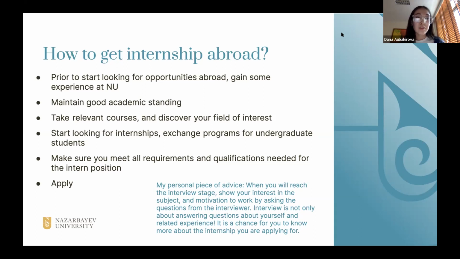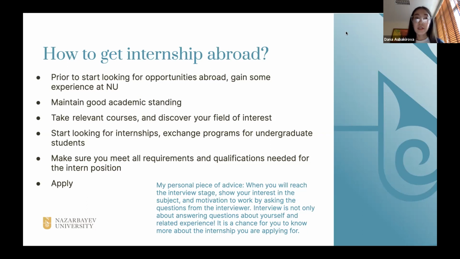Also, you need to take relevant courses and discover your field of interest. As I already mentioned, there are certain courses in the math department. If you want to do research in data science, for example, you can take these courses. They will be really useful and applicable during your internship.